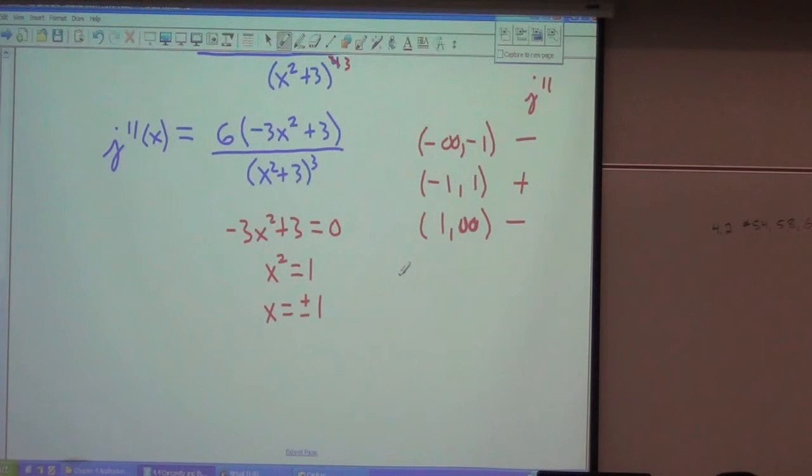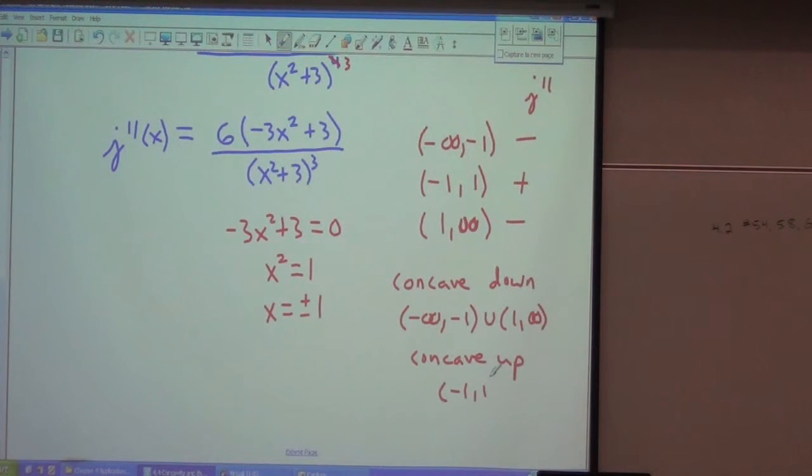So we just figured out it's concave down from negative infinity to negative 1, and then again from 1 to infinity. And it's concave up from negative 1 to 1.